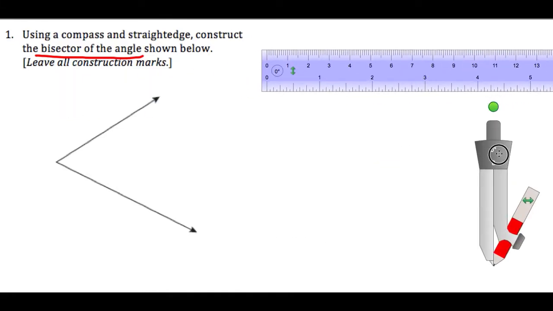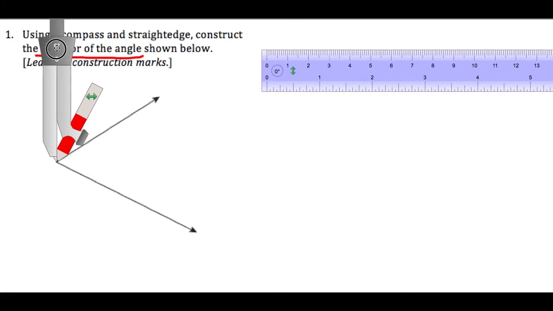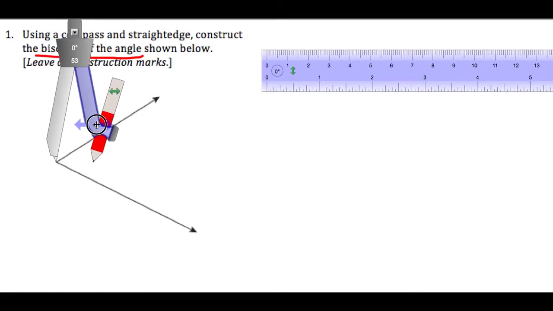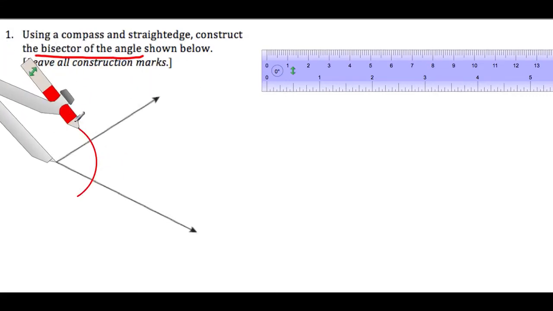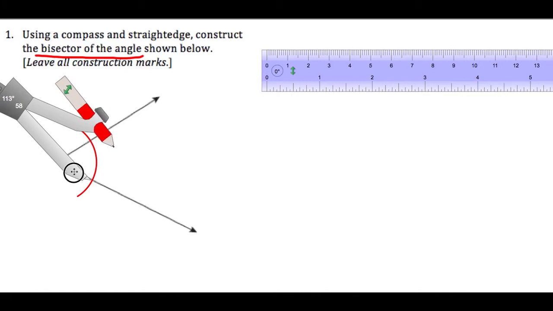So, first take out your compass, put one leg of the compass at the vertex of the angle, and you can just open it up. Doesn't matter how much, but just open a good amount of distance, and then you're gonna draw an arc. Now, bring the compass one more time to the intersection between the arc that you have just drawn and one of the rays, and make sure that your compass is open more than halfway of the spread of the angle.